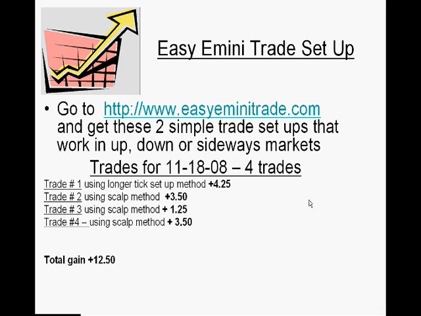And I do use 3 charts to trade: a longer tick chart, a smaller minute chart with specific indicators, and the smaller tick chart. And I do have to have confirmation on all 3 charts for me to enter any trade, whether it's to be in for a little bit longer or just a scalp setup.